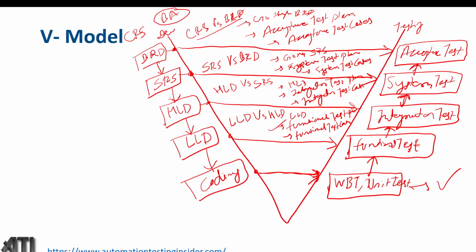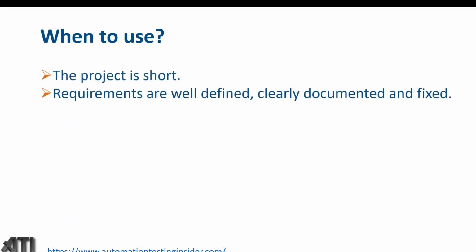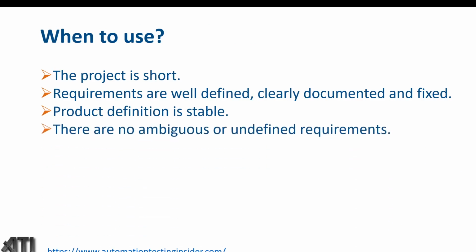Yeah, so this is the complete flow of V model guys. So let's talk about the next point in the slide. When to use V model? When the project is short, requirements are well defined, clearly documented and fixed, product definition is stable, and there are no ambiguous or undefined requirements. So this is like waterfall model.